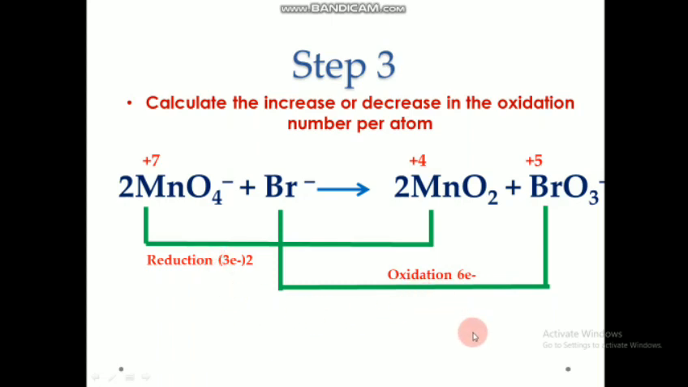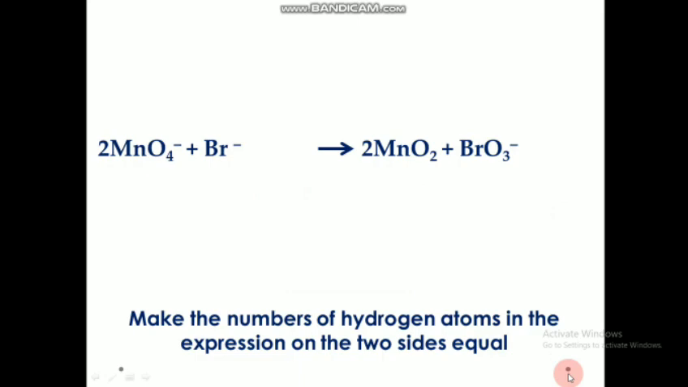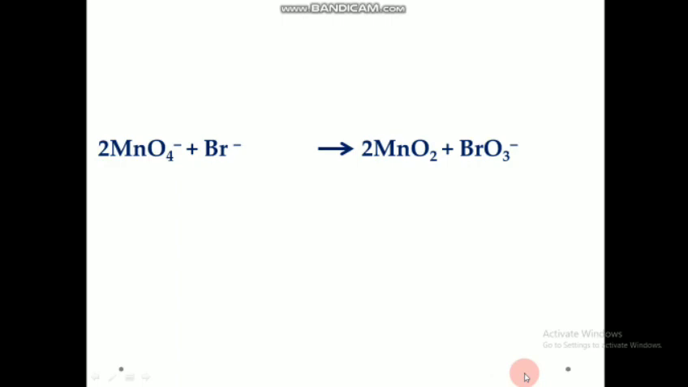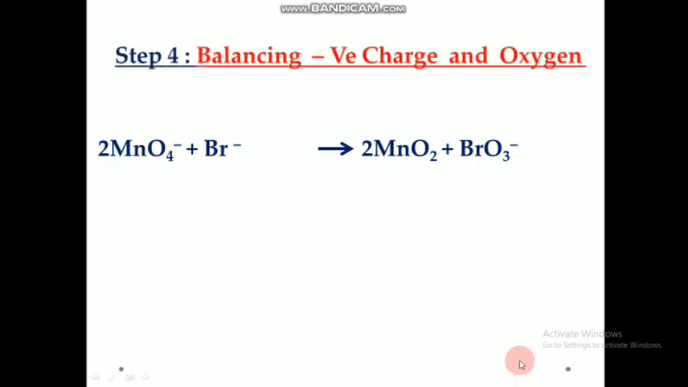And moving on to the last step. Here we have a change in the acidic medium and basic medium. This is the step which we followed in the acidic medium: make the number of hydrogen atoms in the expression on the two sides equal. Hydrogen and oxygen we considered. This step we are not doing in the case of basic medium. That is just for the acidic medium. So here what we do is, in step 4, we balance the negative charge and oxygen. So that is the difference between acidic and basic medium. So here we are balancing the negative charge and oxygen.